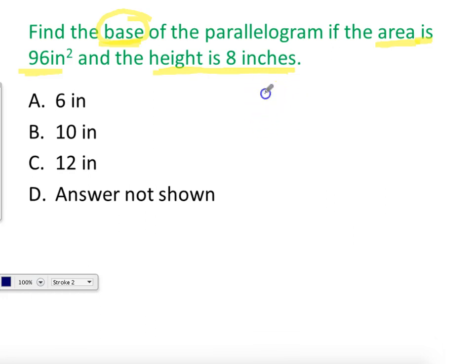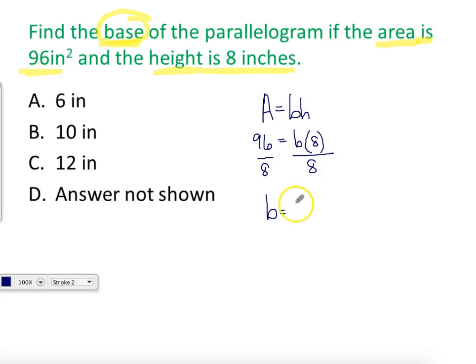The first thing to do is simply write down the formula for the area of a parallelogram: base times height. Now let's substitute in the values given. The area was 96 inches squared. We don't know the base, so we put B in there, and the height is 8. Remember, these are being multiplied. To solve for B, to get B all alone, the opposite of multiplying is dividing, so I'm going to divide each side by 8. I get the length of my base by taking 96 and dividing it by 8.